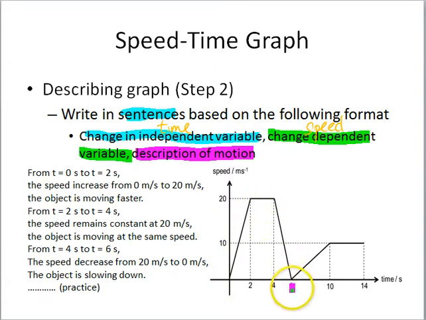So what is happening when the speed drops to 0? It is slowing down and it will come to a stop. What happens after that? I'll let you go and do the practice. So make sure you try to complete this.